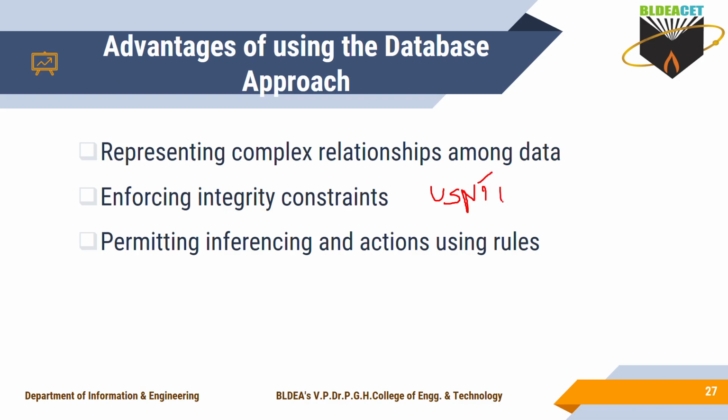In the same way, the other number must be unique here. To specify this constraint, easily with the help of the primary key, you can enforce the integrity constraints. That facility is available in the database approach.